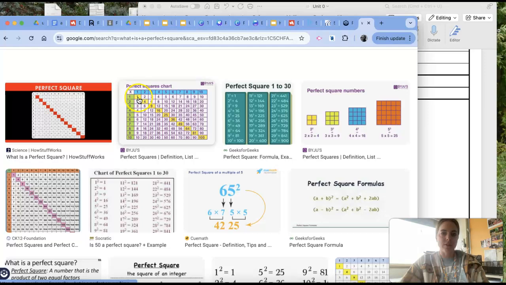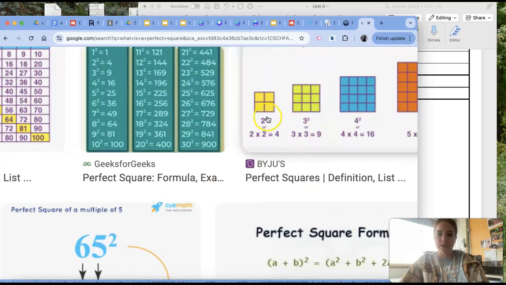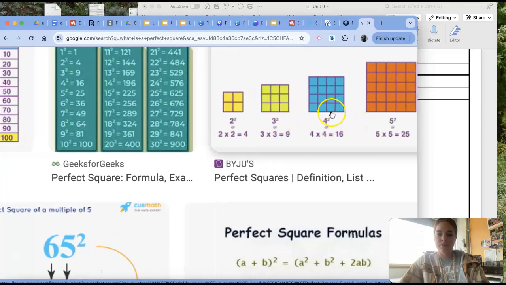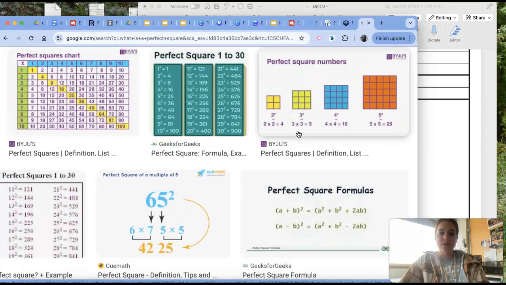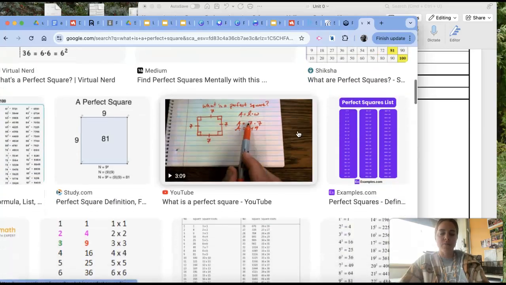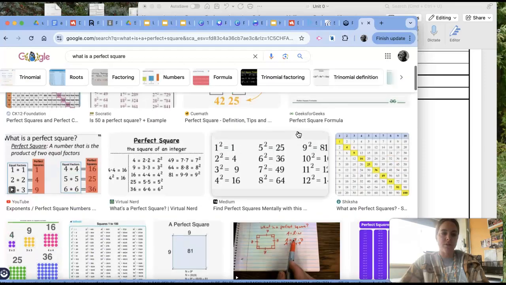So I can see all my perfect squares are highlighted here. I'm seeing some examples here. 2 to the power of 2, 3 to the power of 3, 4 to the power of 2. Sorry, this was 3 to the power of 2, 3 times 3. But this could give me a good sometimes understanding of what a perfect square is.